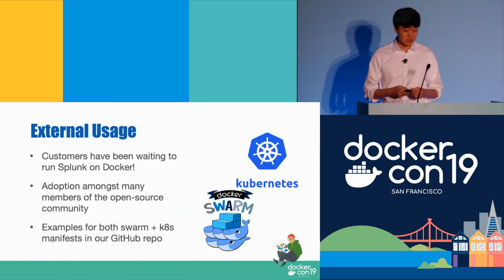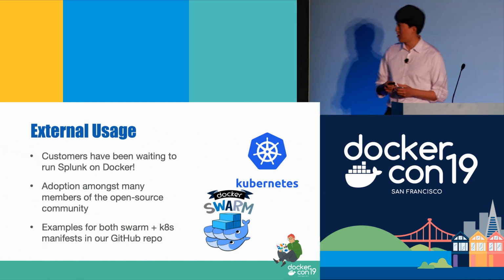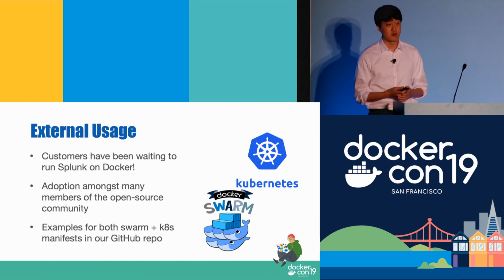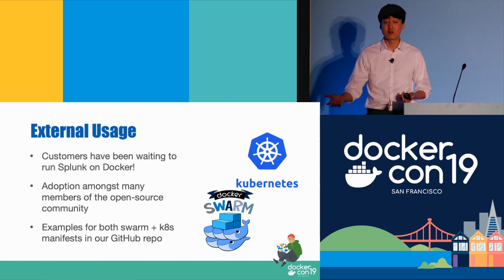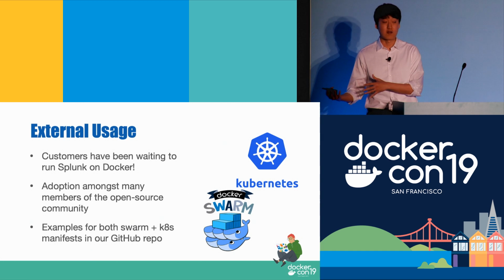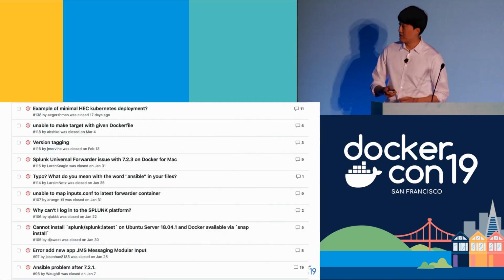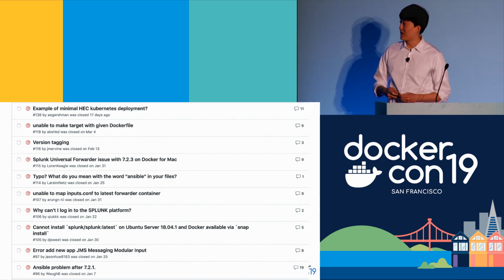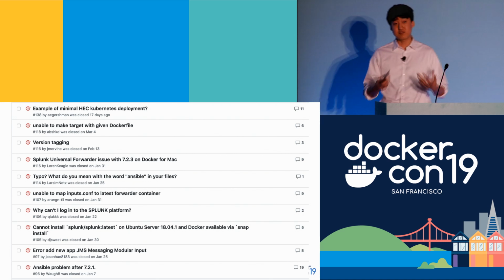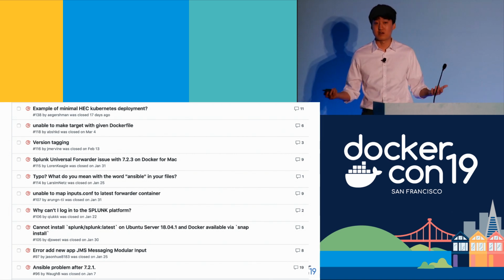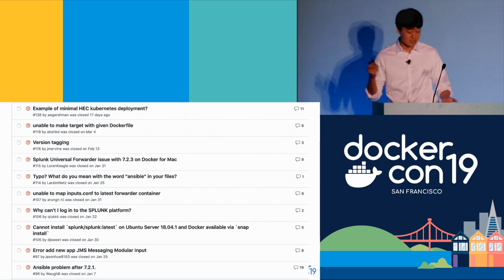And we also include examples for Swarm and Kubernetes. So Docker Compose or Manifest for Kubernetes, our customers can take it and just use it right away. This is a snippet of how many issues we're getting on GitHub, and we are able to address our customers' problems right away because it's an open source project.